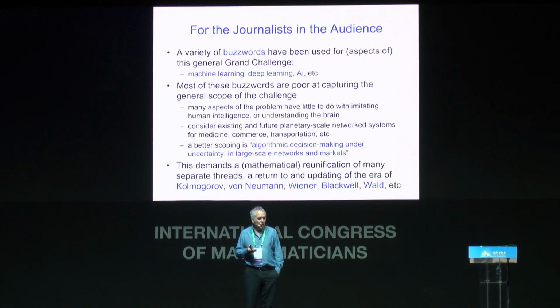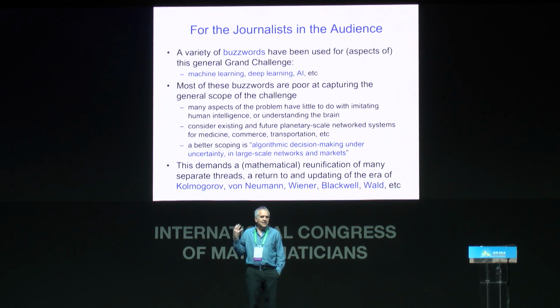The appropriate scope is the general problem of algorithmic decision-making under uncertainty. And then we add in large-scale networks and markets to focus it on bigger problems, not just about an individual intelligent system. So if you start thinking about that level of generality, it's sort of all of mathematics and engineering, if you will, but it's emerging topics in these areas.